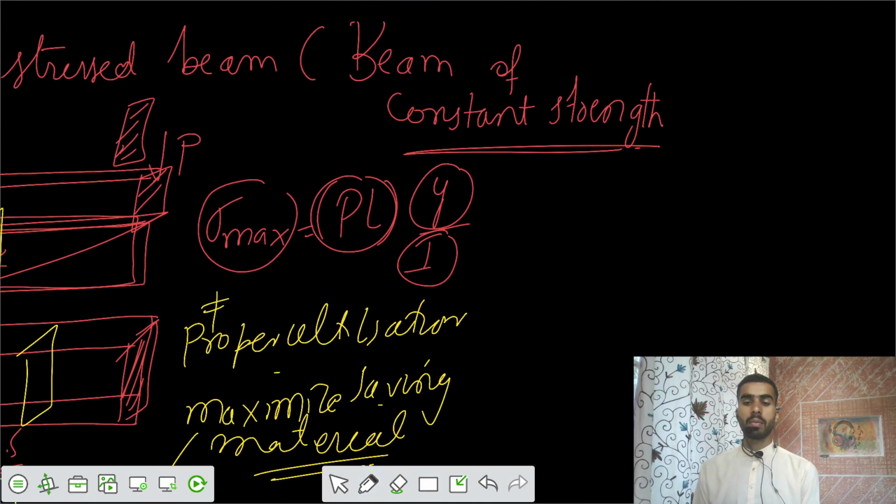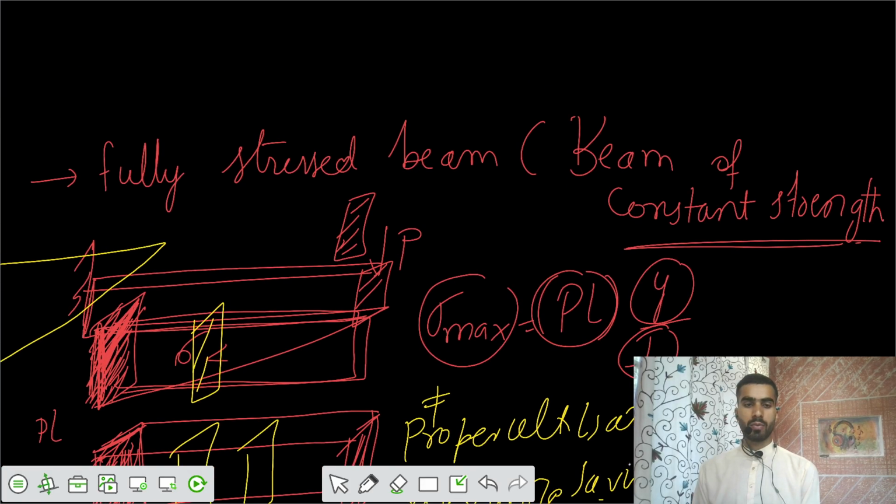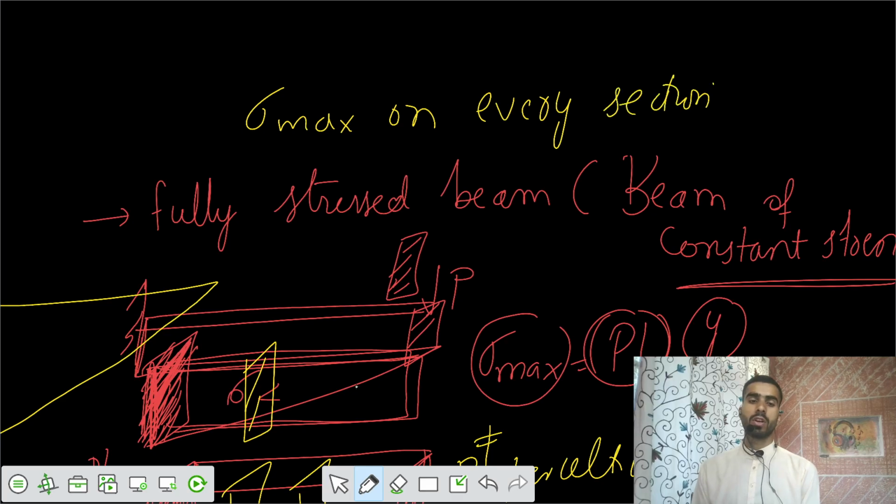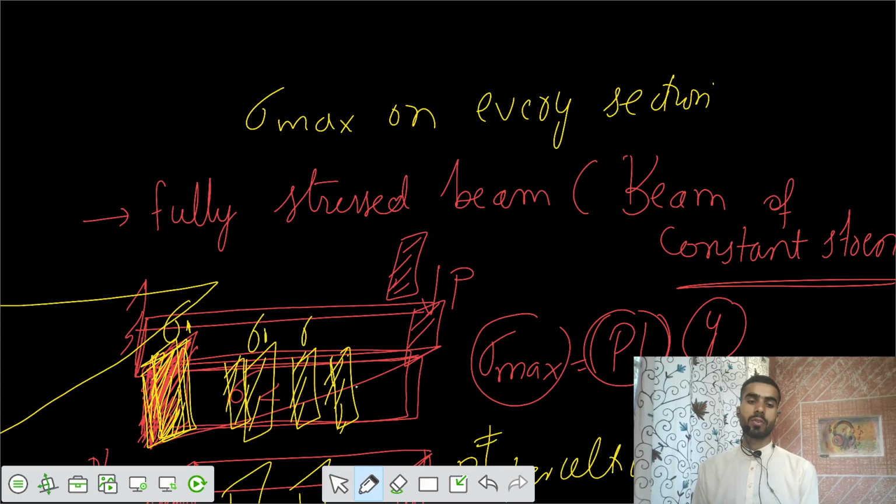So for the beam, we want maximum stress to be there at every section. We got this end section safe here, but we don't want this other part to be less utilized. We want it to be fully utilized. Let's say the stress here is stress 1; we want stress 1 here also, and here also. So you have to change the dimensions such that the stresses would be the same everywhere.